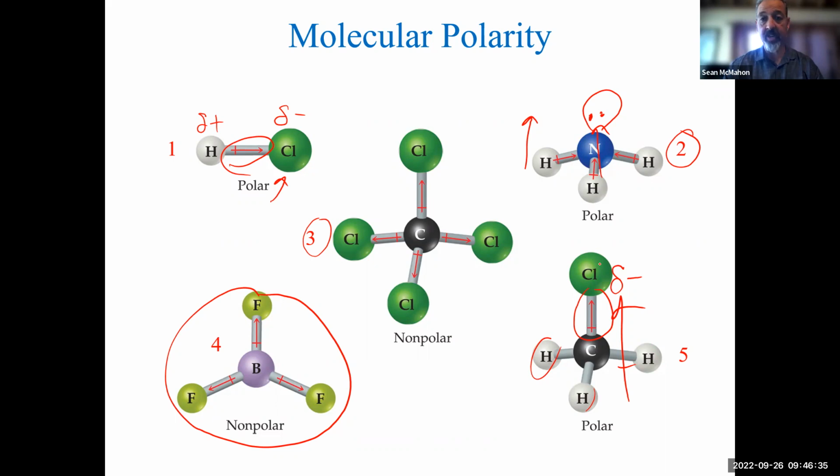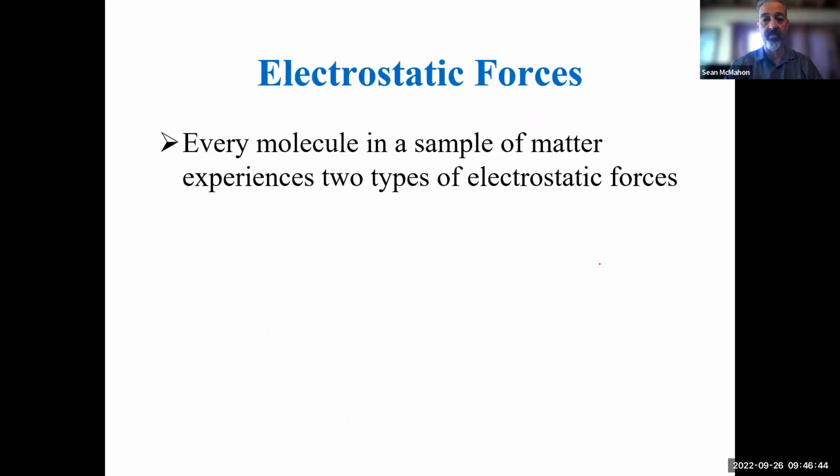Now we're going to use this polarity in molecules to understand something a little bit bigger, and that is electrostatic forces. So every molecule in matter experiences two types. Electrostatic forces, you can think of it as positive repel, negative repel. That's kind of why we did the valence shell electron pair repulsion theory, to minimize the electron group repulsion. But we also learned that opposites attract, right? So we have protons and electrons that attract each other.